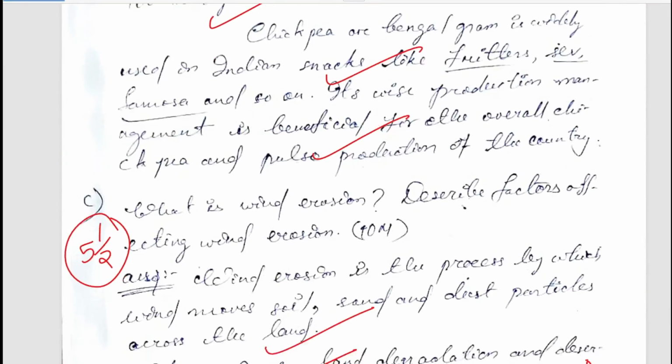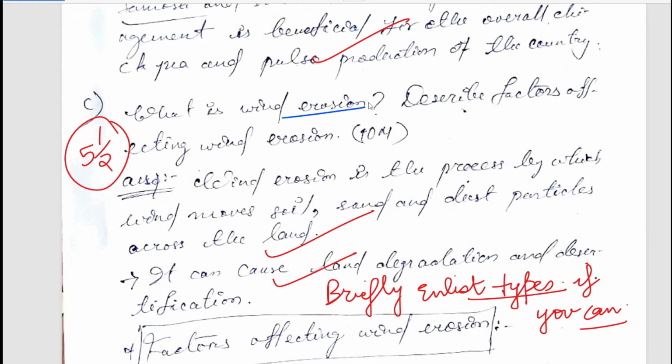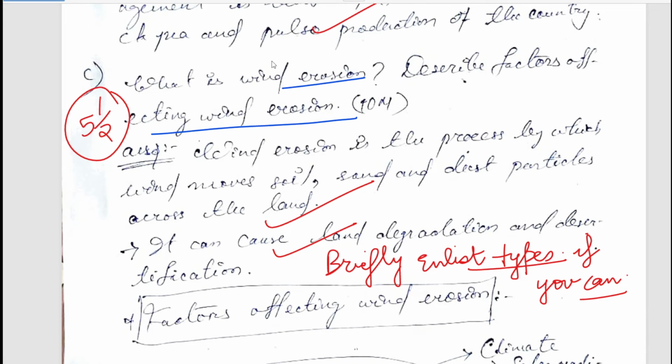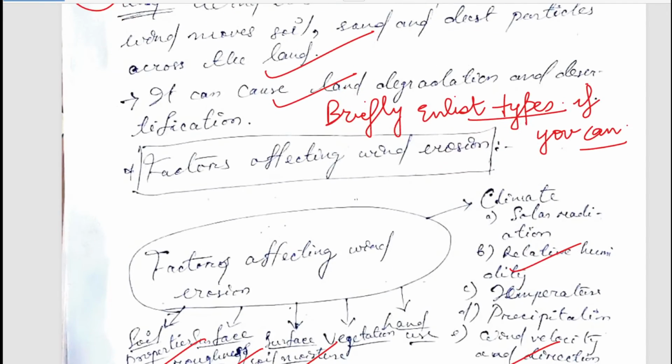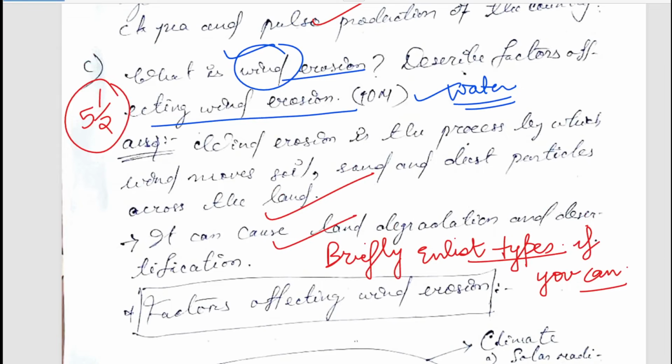Now the next question is, what is wind erosion, and describe the factors affecting wind erosion. Obviously there are various kinds of erosion. When erosion is due to wind, it will be wind erosion. When erosion is due to water, it is known as water erosion. What erosion is, you should know: the removal of the top fertile layer of soil due to the action of water, wind, or other actions. And if you know the types, you can briefly mention them, such as for wind erosion, the types are saltation, creep, and all those things.